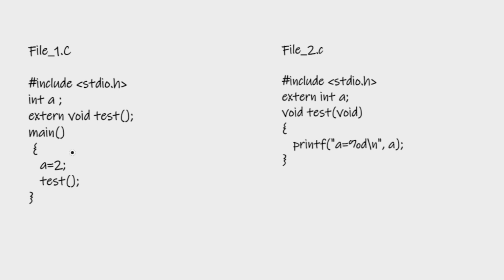So coming to the main function, here the test function is getting called, so the control invokes here, and here we are trying to print the value of a, which is again fetched from file 1. So the output will be 2.